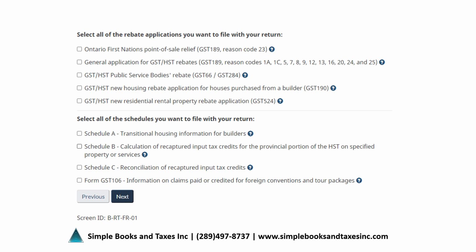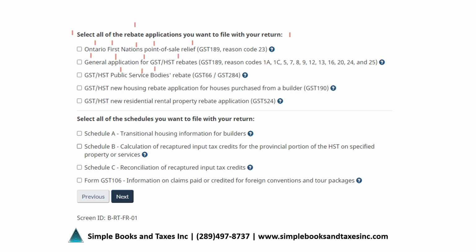Now we have to select all of the rebate applications you want to file with your returns. It does not apply to our case. We don't have any rebates. So the first choice will be the Ontario First Nations point of sale relief. The second choice will be general application for GST/HST rebates. The third choice is for public service bodies rebate.